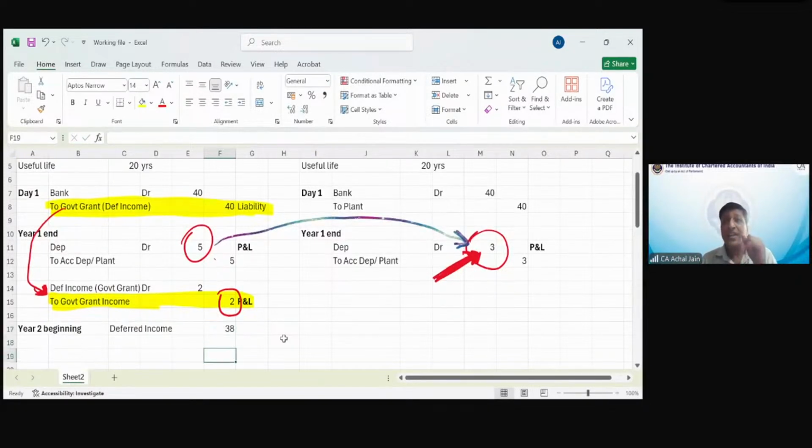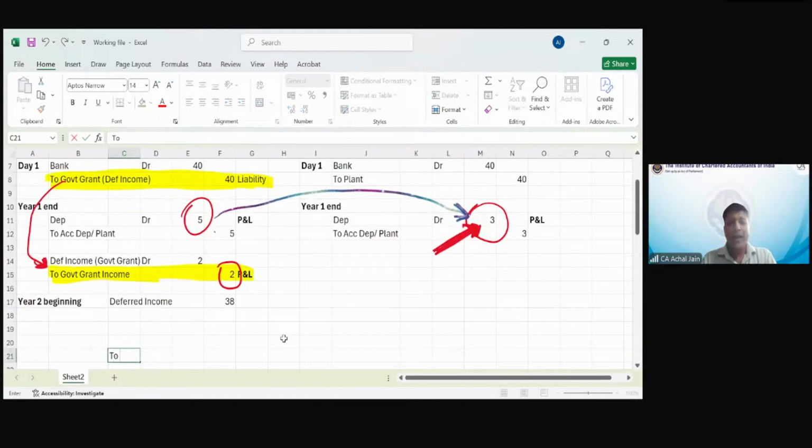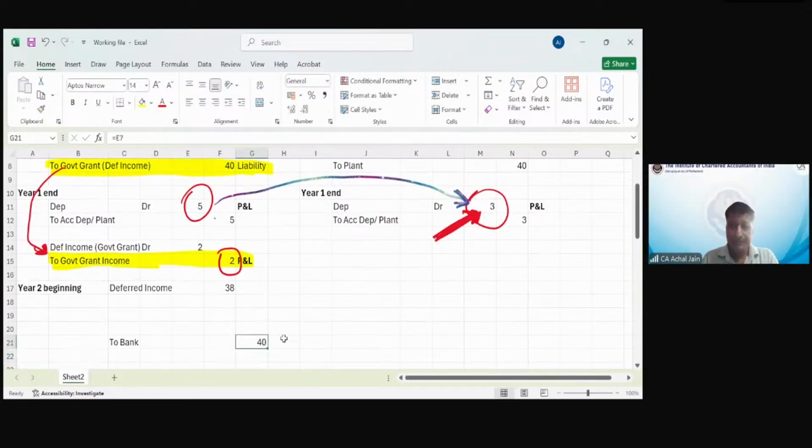So the standard says that whenever there will be a refund of government grant, what is the accounting entry we will pass? To bank. Okay, so that's what you will be required to do, to bank. What was the amount of grant? 40. Standard says first of all, it should be adjusted against the deferred income balance.